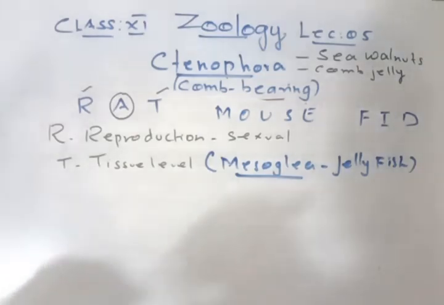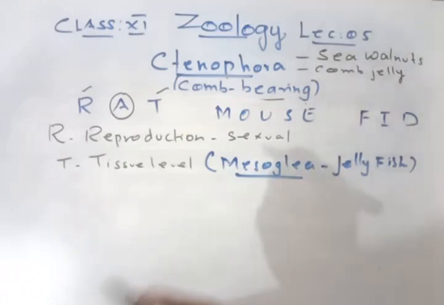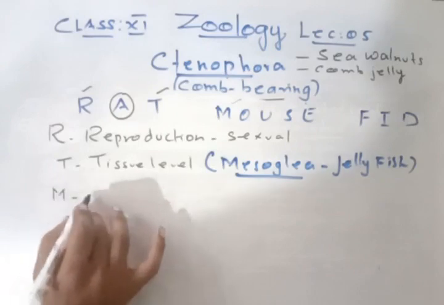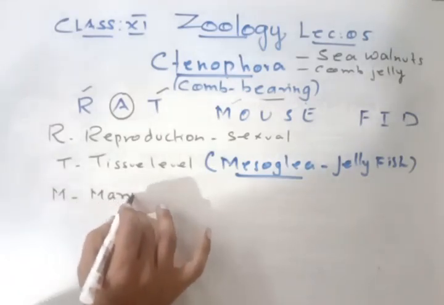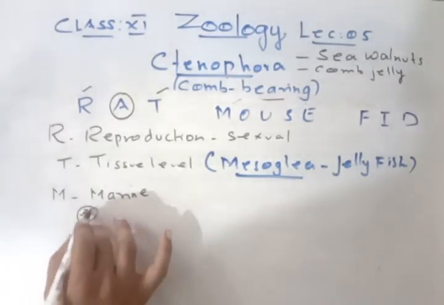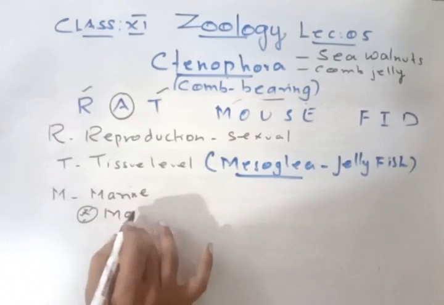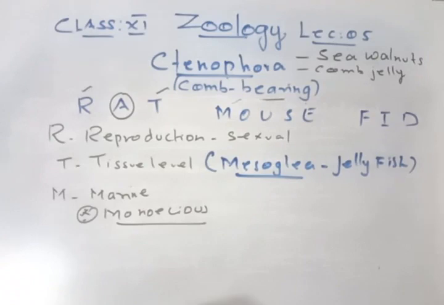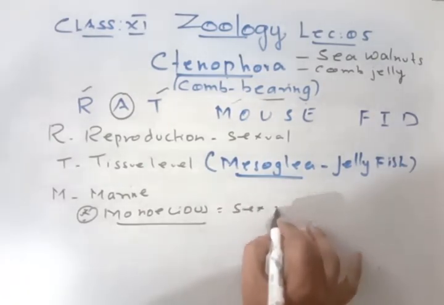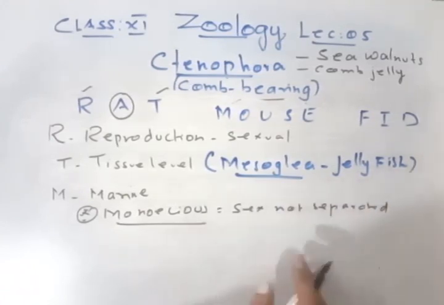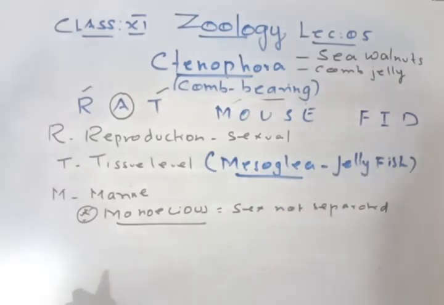Okay, right. So next one, you remember this mouse. So we'll go for M. Here, two things we will talk about. One is they are marine animals. And second one, this is very important, they are called monoecious. Monoecious in the sense the sexes are united, that means the sexes are not separated, there is no male and female separately, both together, so that is called monoecious. If it is separate, it is called dioecious.